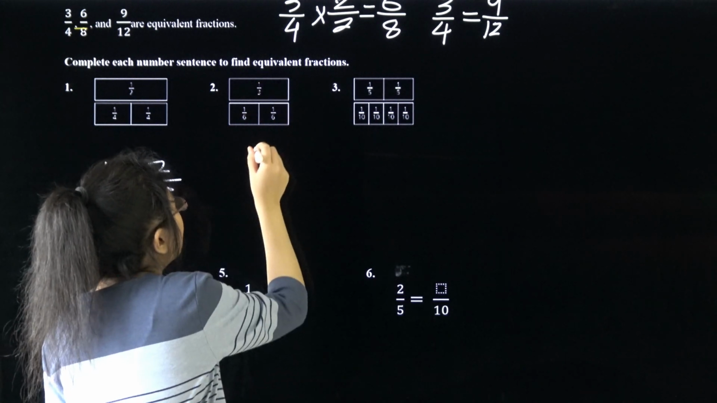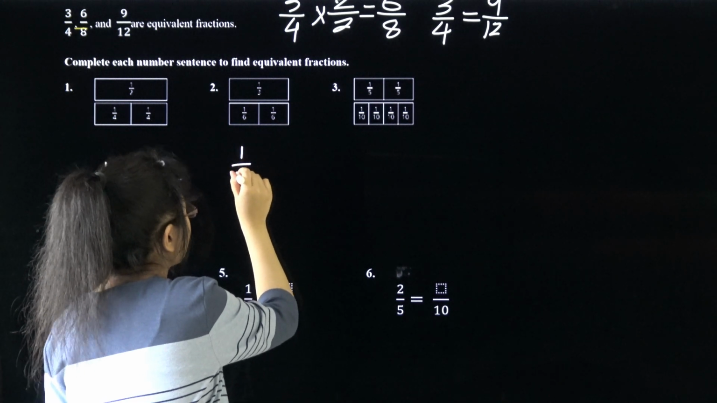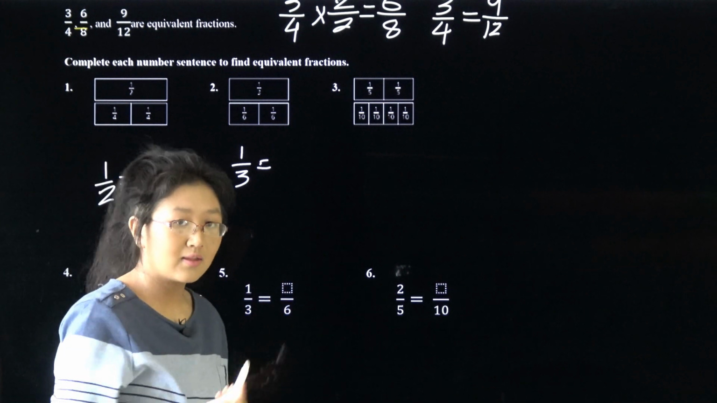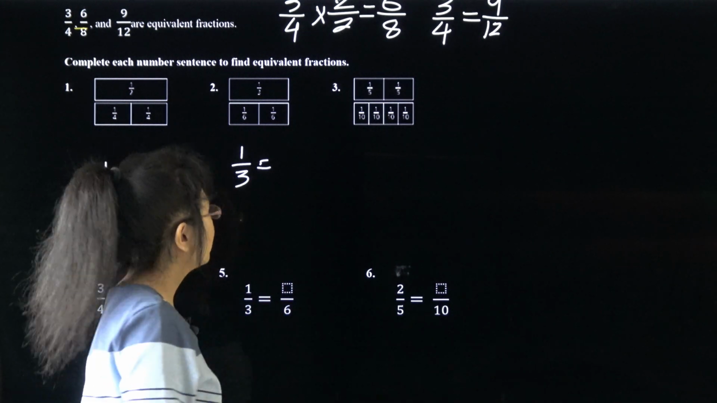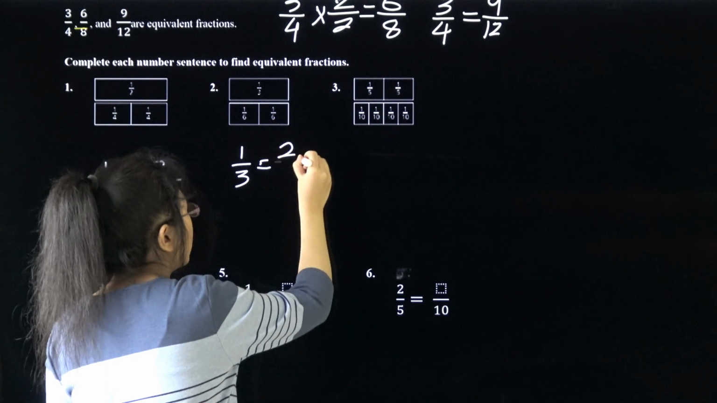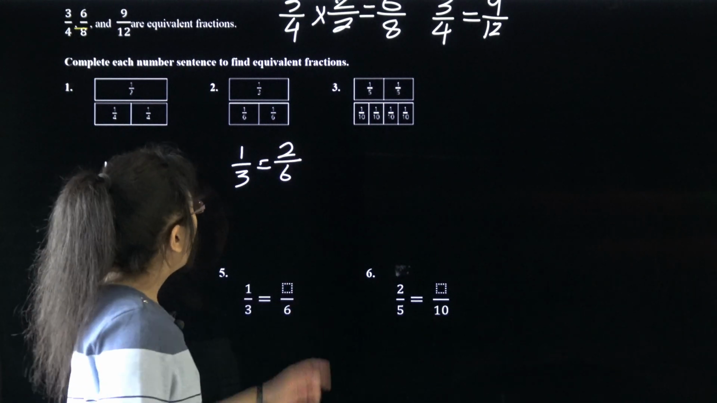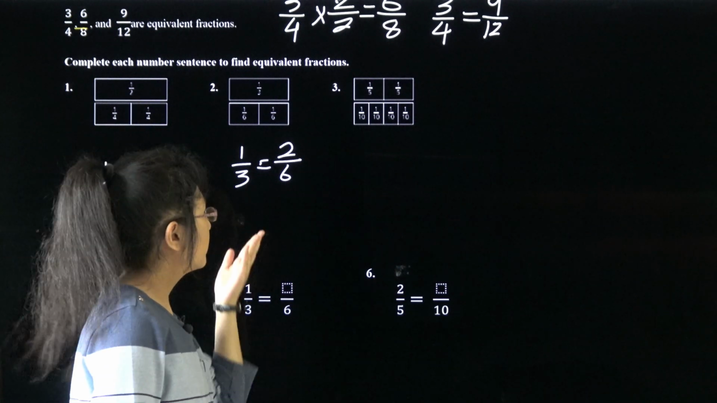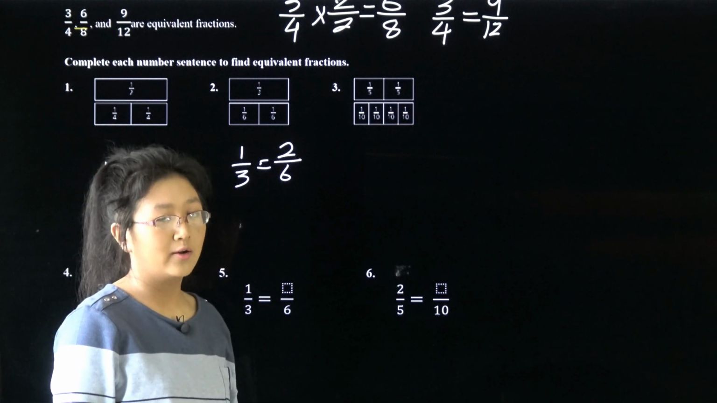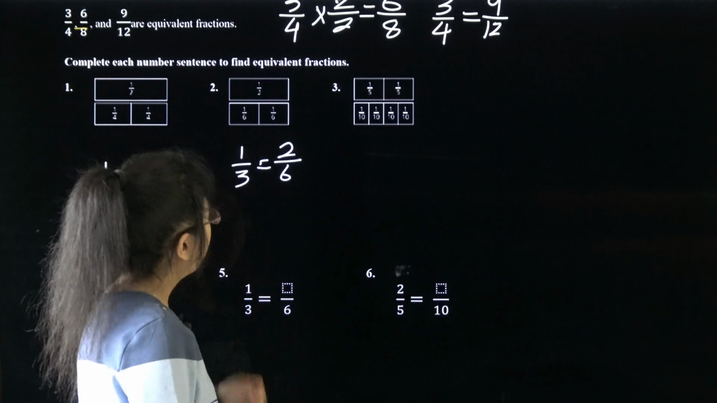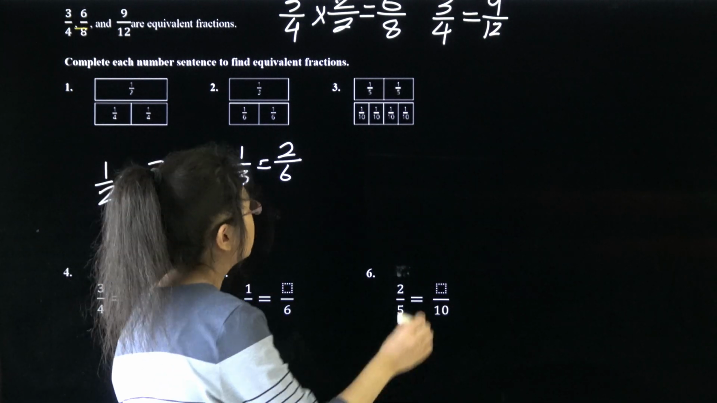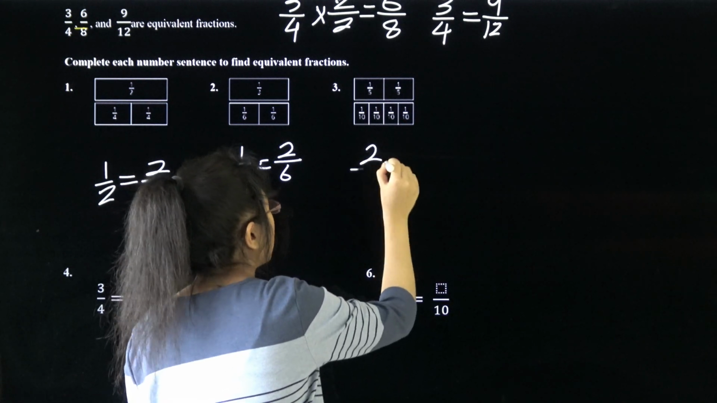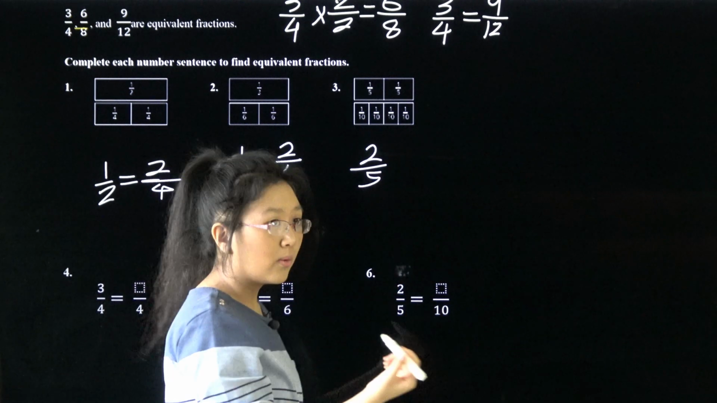So now we have 1 over 3. So 1 over 3 equals, and then there's 2 one-sixths. What is 2 one-sixths? 2 over 6. So 1 times 2 is equal to 2. 3 times 2 is equal to 6. Both the numerator and the denominator, the top number and the bottom number, are multiplied by the same amount. Now this one might be a little bit trickier. So there's 2 one-fifths here. So that would be 2/5, because there's 2 one-fifths.